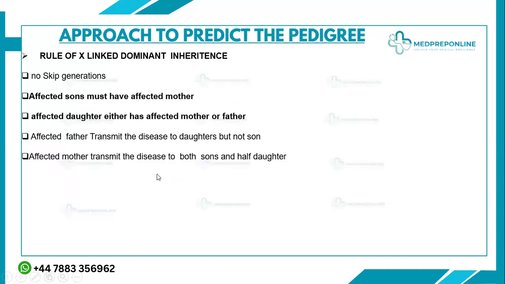Points to remember in X-linked dominant inheritance: there is no skip generation. Affected son must have affected mother. Affected daughter either has affected mother or father. Affected father transmits the disease to the daughters but not the son. Affected mother transmits the disease to both sons and half the daughters. So this is for the X-linked dominant disorder. These four which we did are very, very important for pedigree charting. I hope you have understood well. If you feel that there is some confusion, you can ask me, and I will answer you.